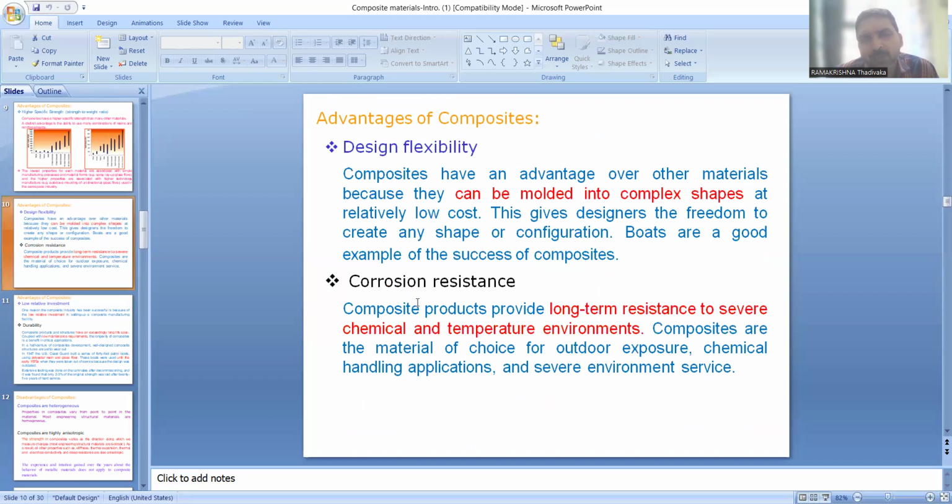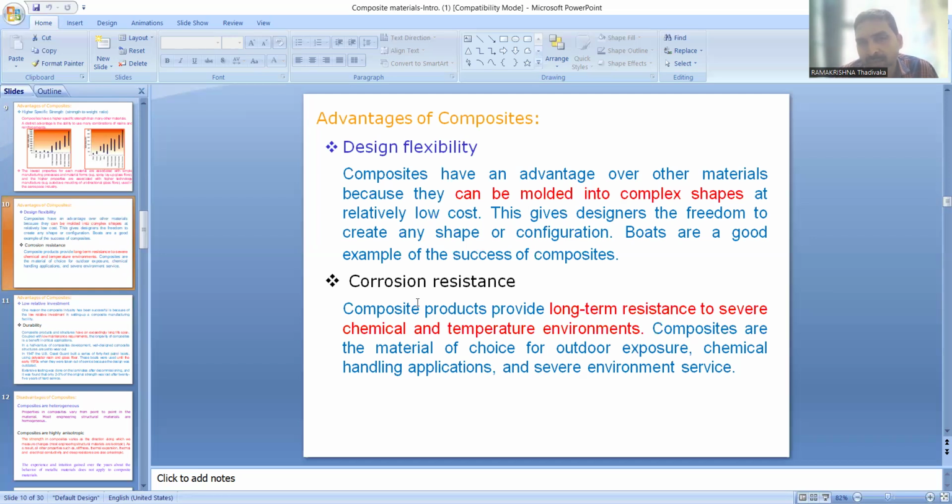Next one is design flexibility. Design flexibility means whatever shape we want, we can manufacture that component. Even complex shapes can be manufactured using composite materials. That's why this gives a designer the freedom to create any shape or configuration. The best example of this design flexibility is boats, a good example of the success of composite material.